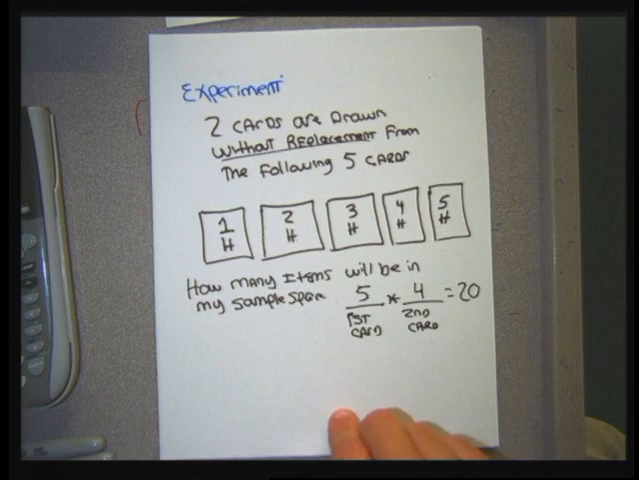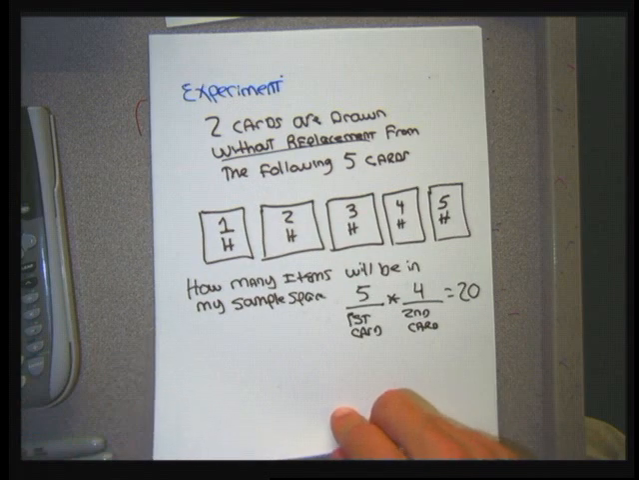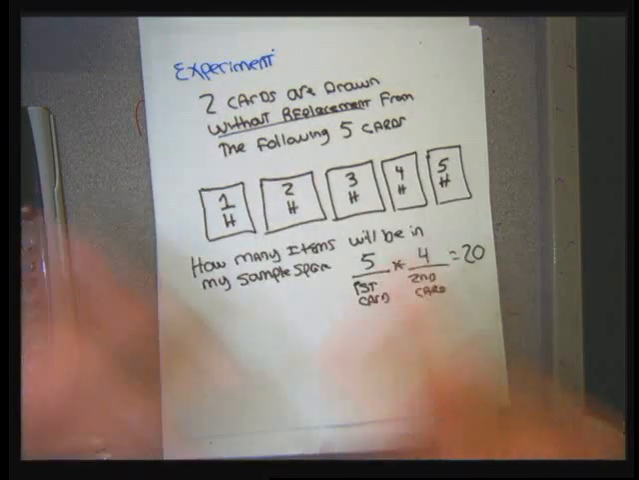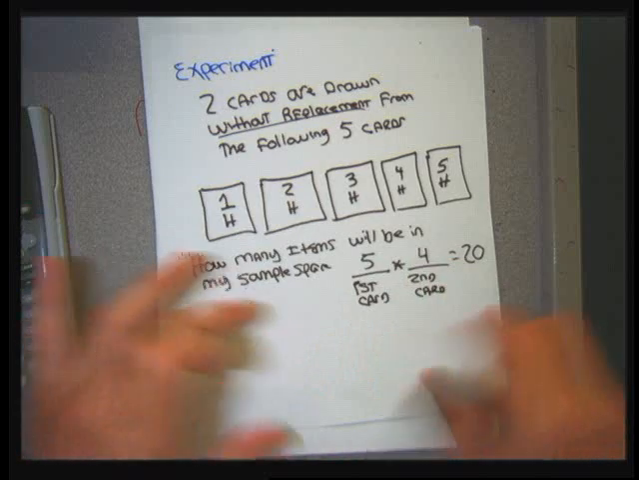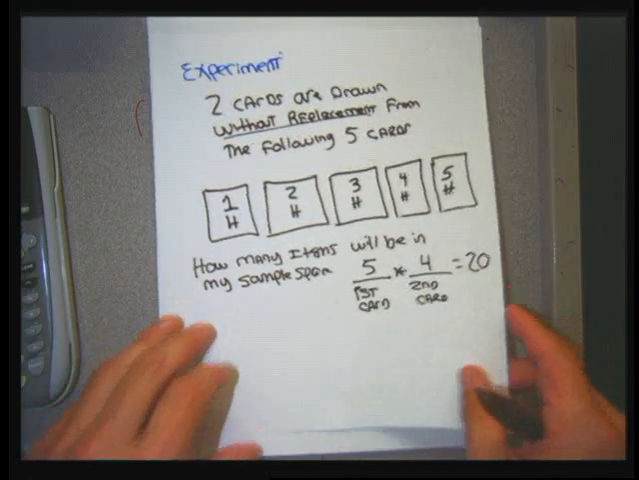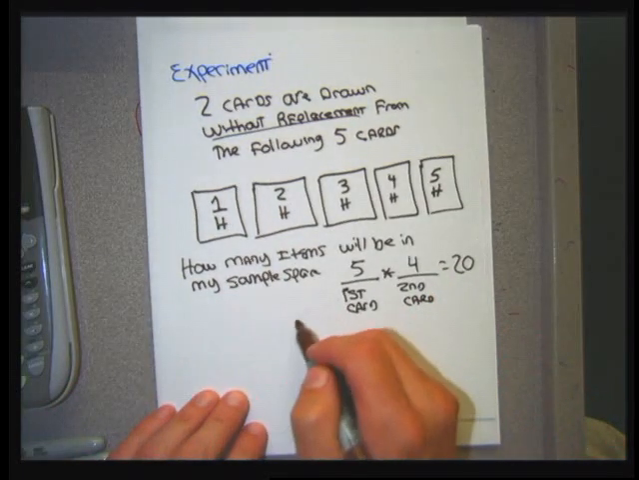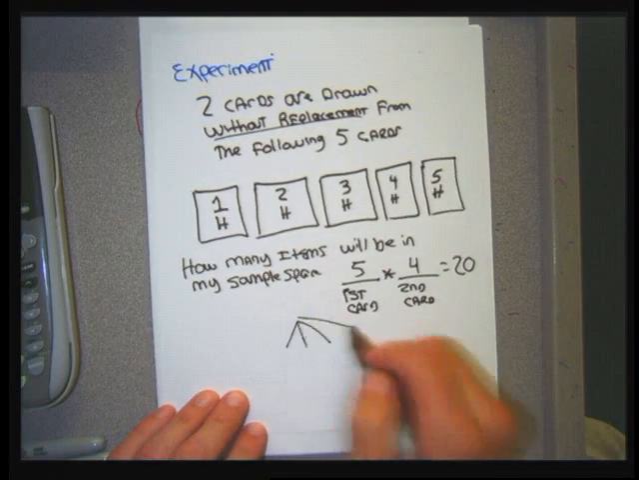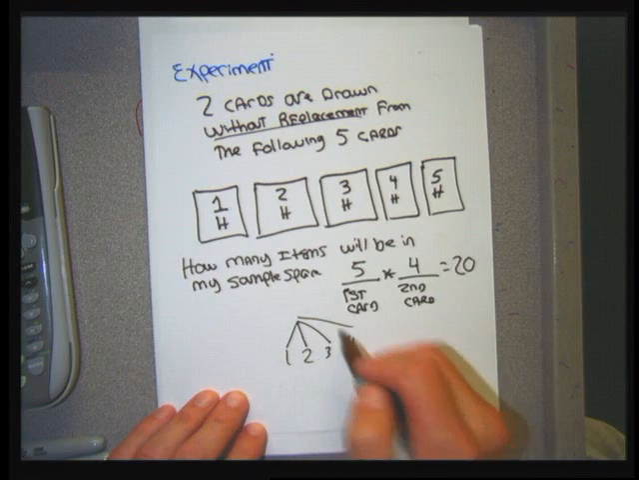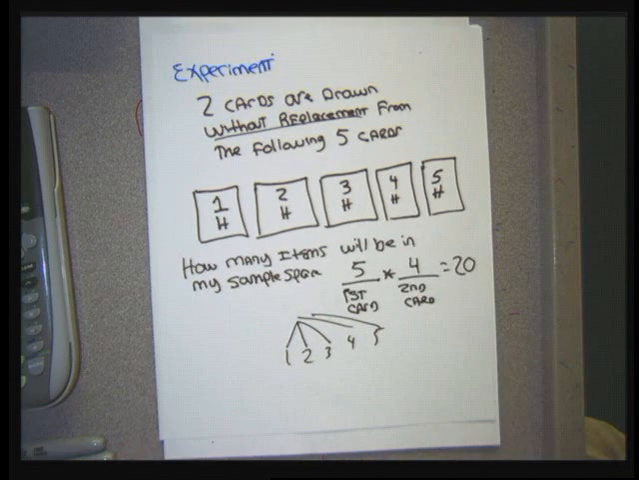Now let me list the sample space, but I want to do it on another sheet of paper so that I can ask probability questions on that sheet and not run out of room. So I'm going to list the sample space. There's going to be 20 items, and I can do something like this. My first card could be the numbers 1, 2, 3, 4, or 5. I'm going to do this on the next sheet and then finish up the sample space.